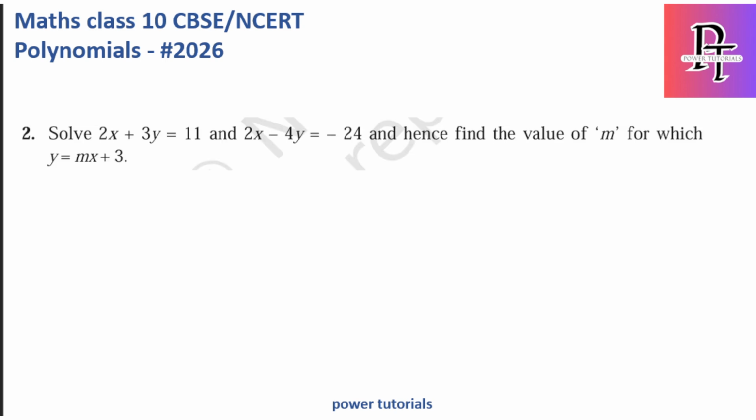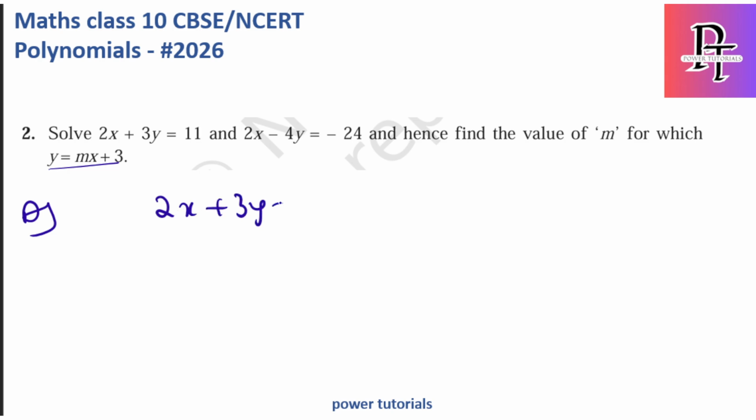Okay, let's solve the second question as well. Let's see the time, it is 33 minutes. Okay, we'll solve the second one. So we have one equation, two equations, hence find the value of m for which, okay, good. So first we need to find the x and y values and then substitute the x and y values here and then get the m value.